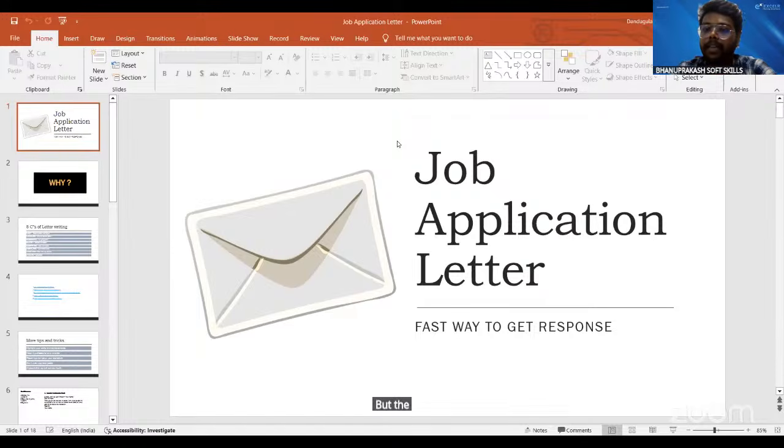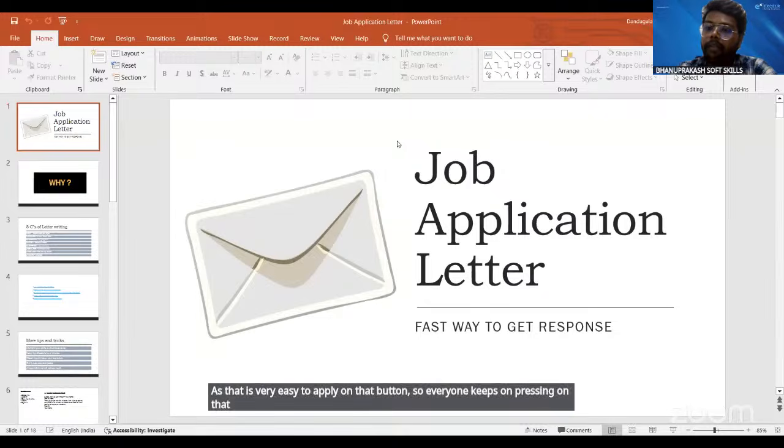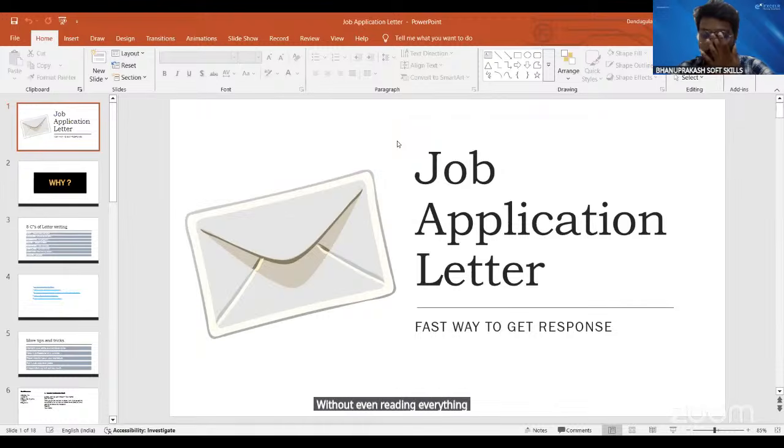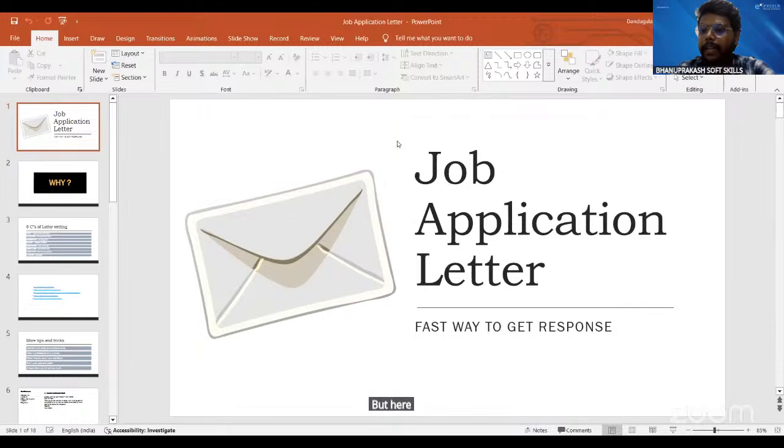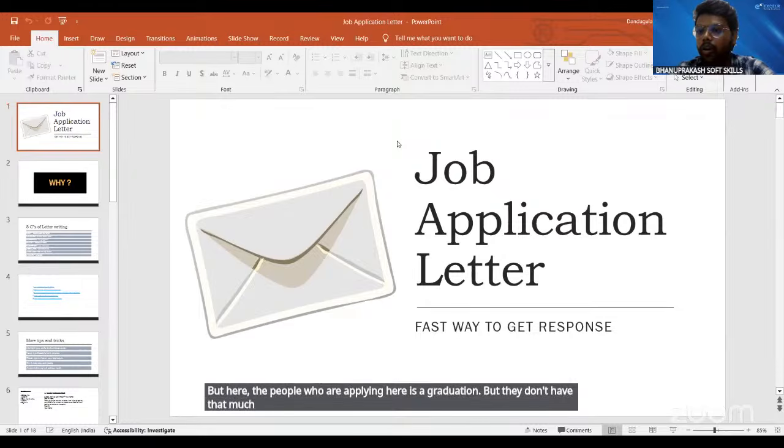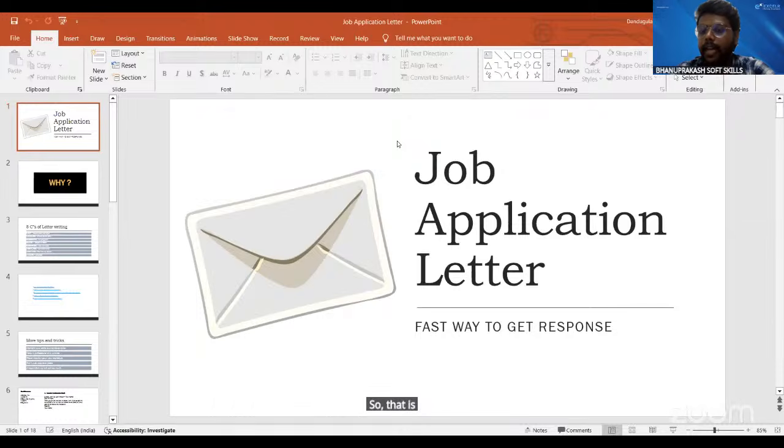But the problem with these apps is that it is very easy to apply with that button, so everyone keeps pressing it without even reading everything, like the qualification. The qualification they asked for is a master's, but the people applying have only a graduation. They don't have that much time to check all these things. That is the exact reason why we rarely get responses if we apply through Naukri and Indeed.